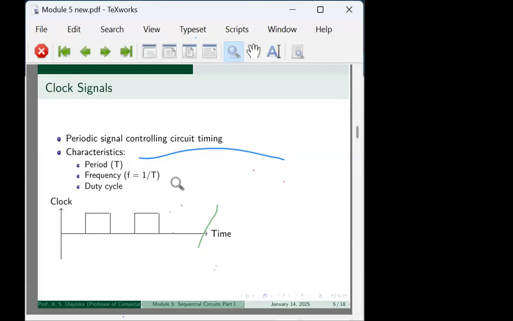0.1 what? What will be the unit? The unit will be Hertz, okay? Please take note of that. Hertz, Hz, that's the unit of frequency.